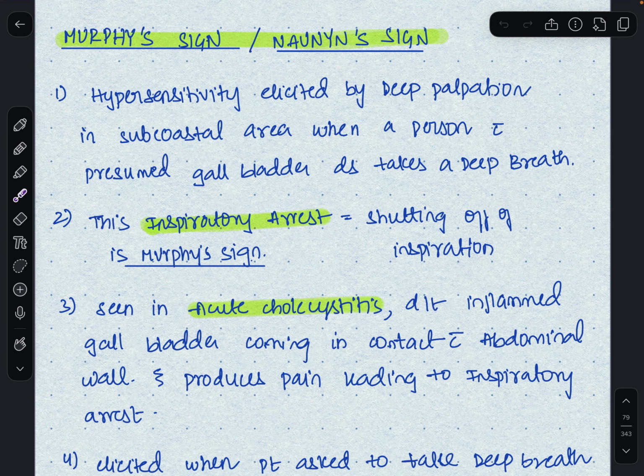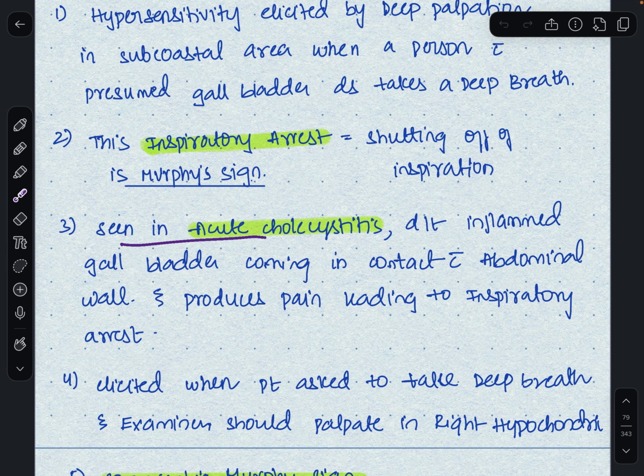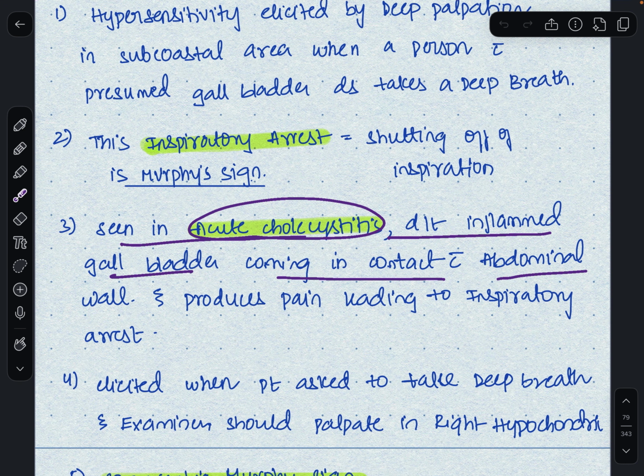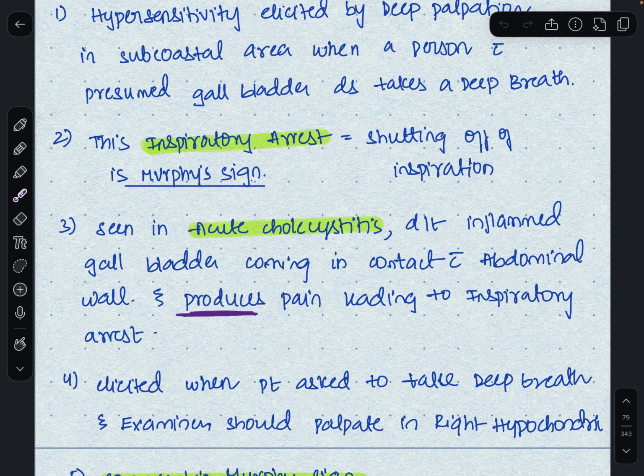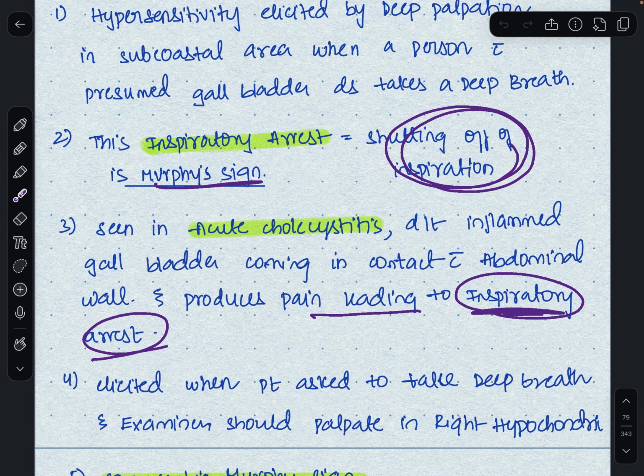So let us see what a Murphy's sign is. This is a mid-inspiratory arrest, or the shutting off of inspiration, on palpating at the subcostal area. It is seen in acute cholecystitis due to the inflamed gallbladder, which comes in contact with the abdominal wall when we palpate it. When we palpate in the subcostal area, this gallbladder comes in contact with the abdominal wall. It produces pain which leads to inspiratory arrest. So this mid-inspiratory arrest, or the shutting off of inspiration, is called Murphy's sign.